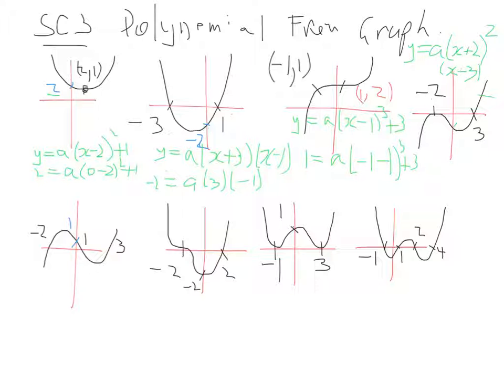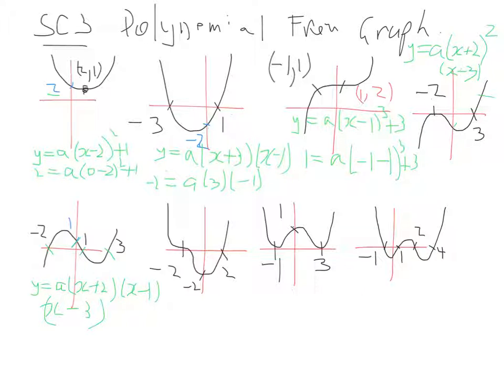Okay, cubic, a little bit different here, and what we do here, we've got 3 points. We've got a -2, a 1, and then a 3, and then we've got a y-intercept. So we'd say y equals, we've got an a, always have an a, so a, x plus 2, x minus 1, and x minus 3.